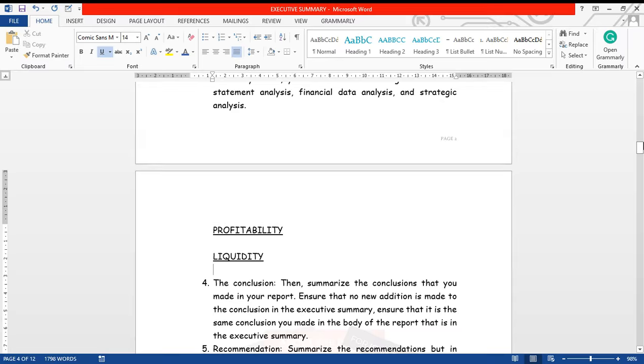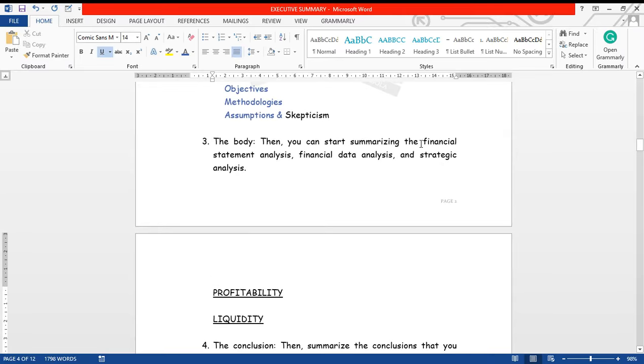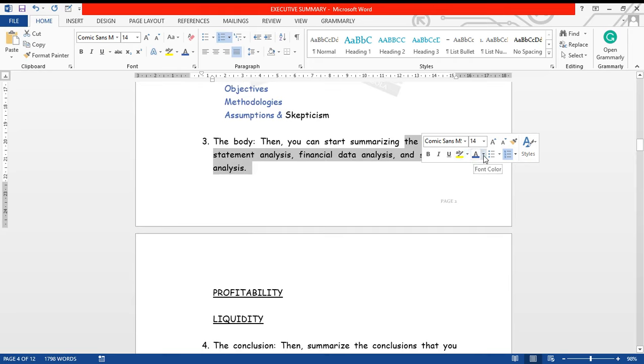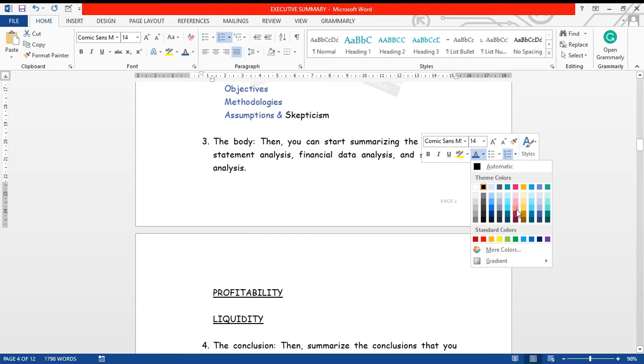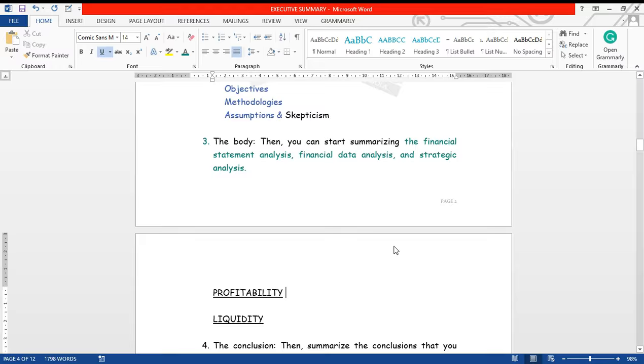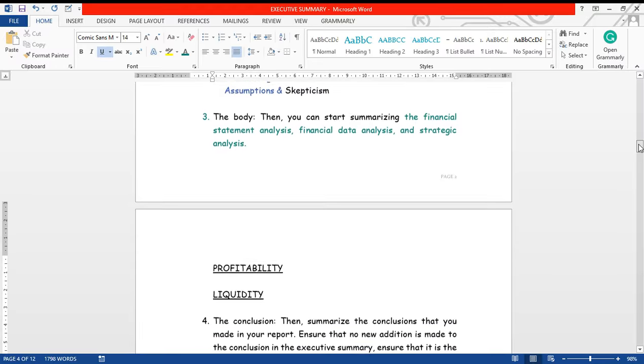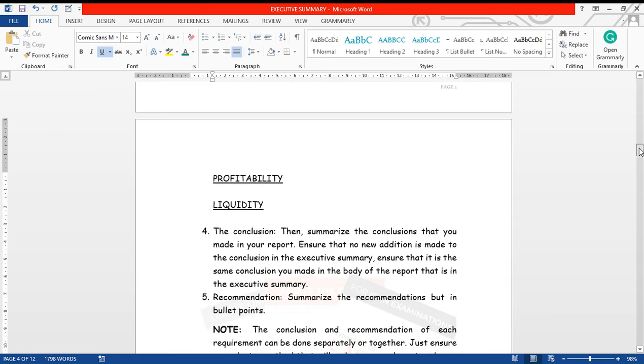So all the analysis you carried out, the financial analysis, financial statement analysis, financial data analysis, the strategic, everything that you were asked to do in the report by the examiner, you have to talk about it there. So that's what constitutes the body of your executive summary. Then after that, you go down to the conclusion.